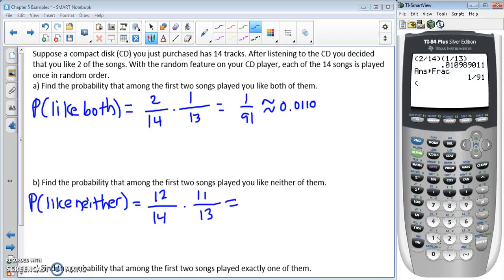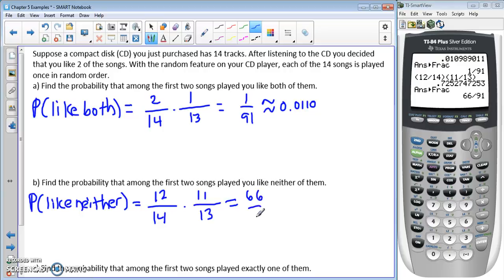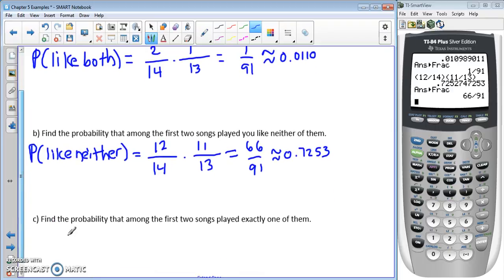So parenthesis 12 divided by 14, close parenthesis, open parenthesis, 11 divided by 13, close parenthesis, enter, math, enter to get our fraction here of 66 over 91. So this is approximately 0.7253. Now, part C asks us to find the probability that we like exactly one of them, right?